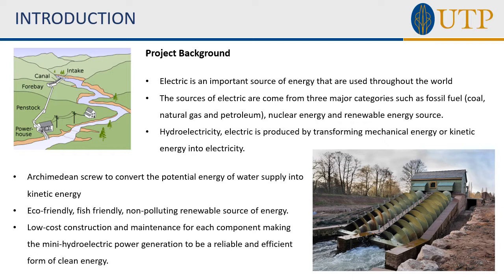Hydroelectricity means electricity is produced by transforming mechanical energy or kinetic energy into electricity by utilizing water sources. From the discussion among our group, we decided to choose the concept of Archimedes screw turbine for the hydropower plant. Archimedes screw is used to convert the potential energy of water supply into kinetic energy.